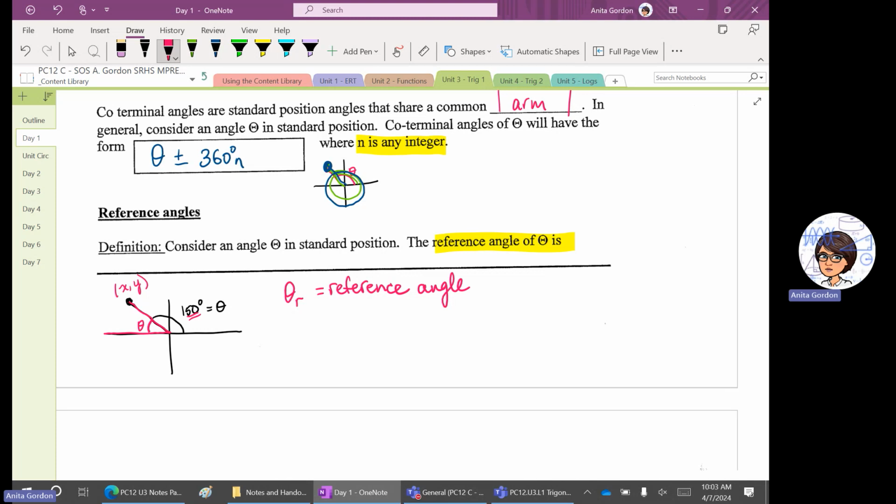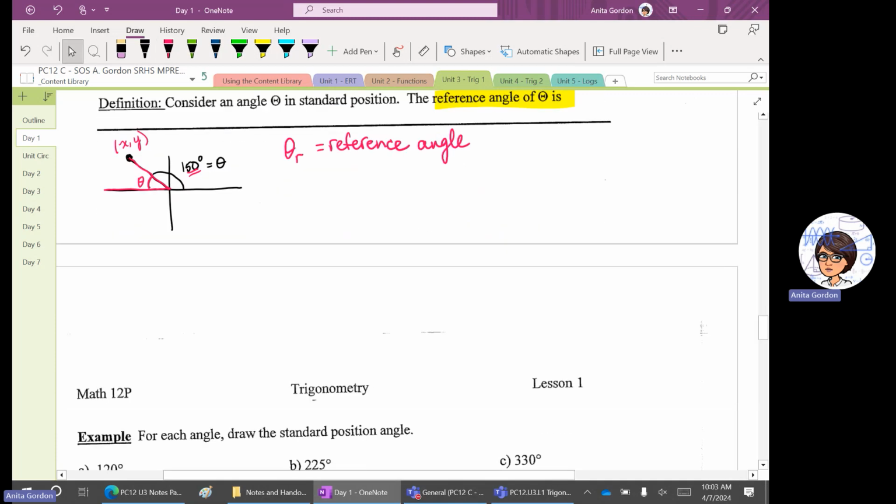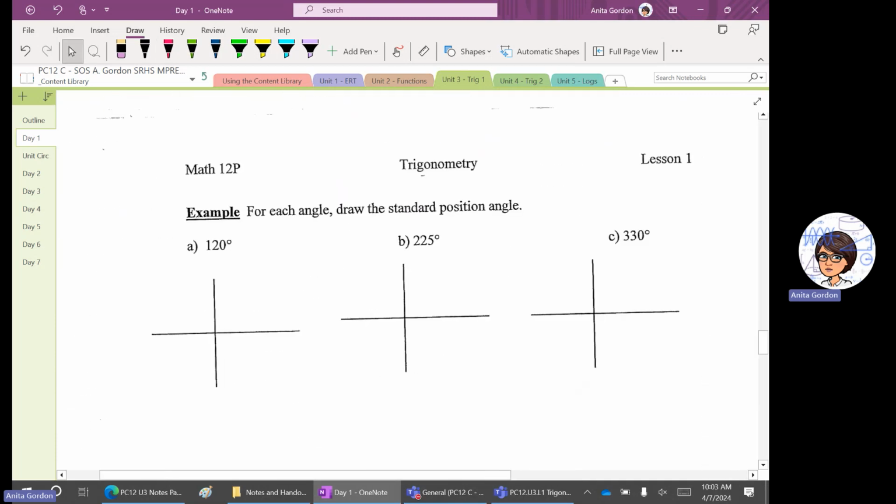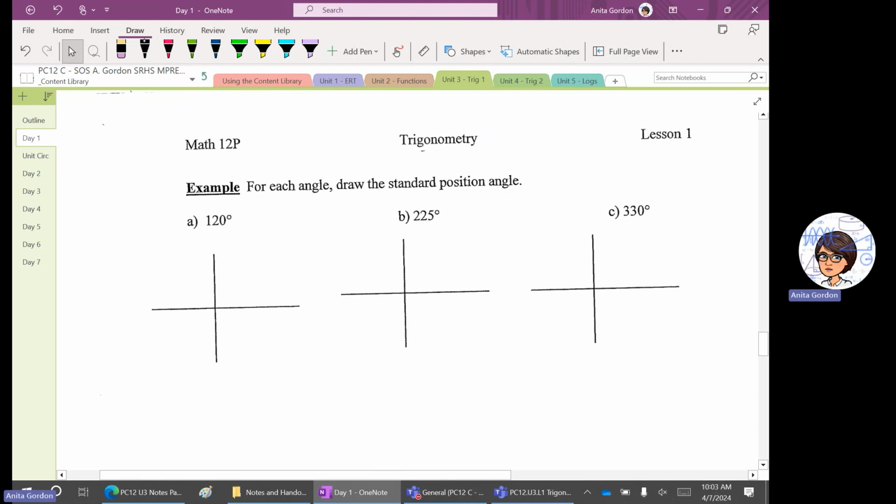So the reference angle will help us determine what the coordinates are, and then we have to use some visual common sense to figure out whether the points we have are going to be positive or negative. Okay, so here's an example. Where is 120 degrees on the grid? Again, this is 90, this is 180, this is 270, this is 360/0, right? So 120 is somewhere over here. What are the coordinates for 120 degrees?